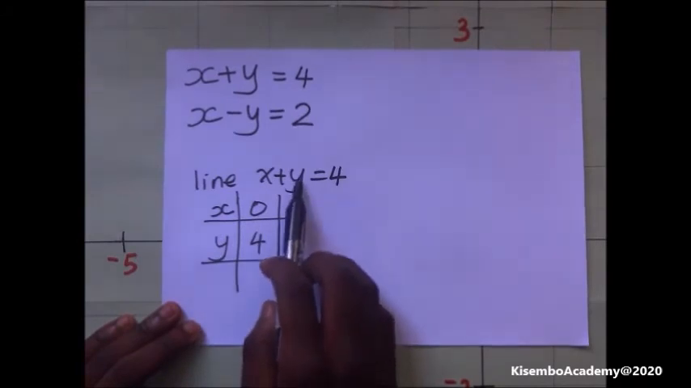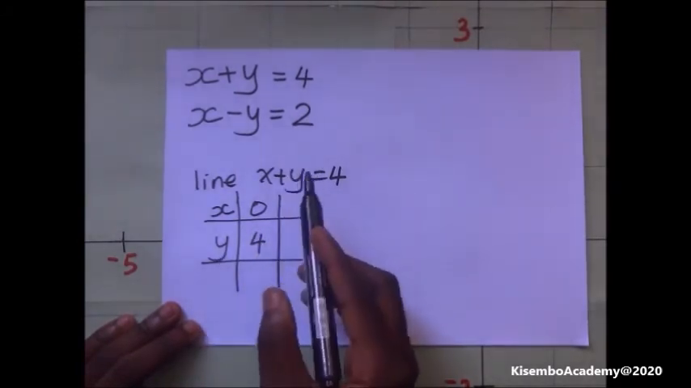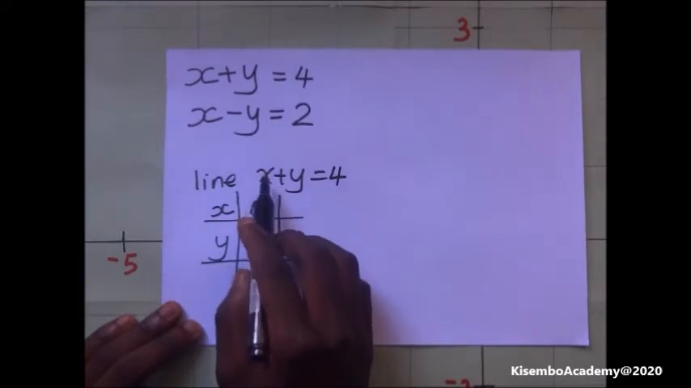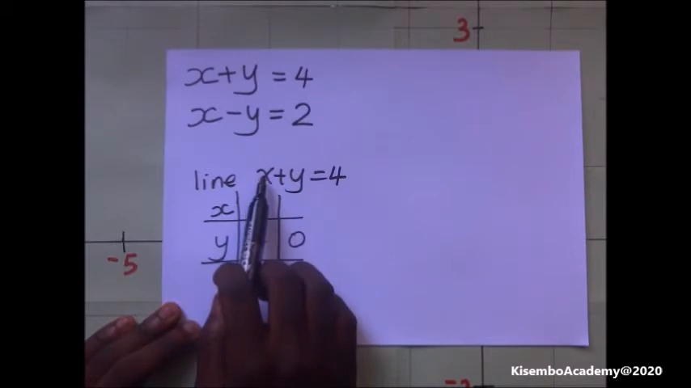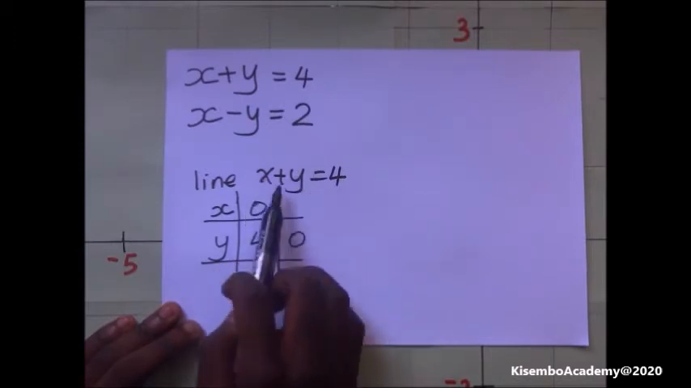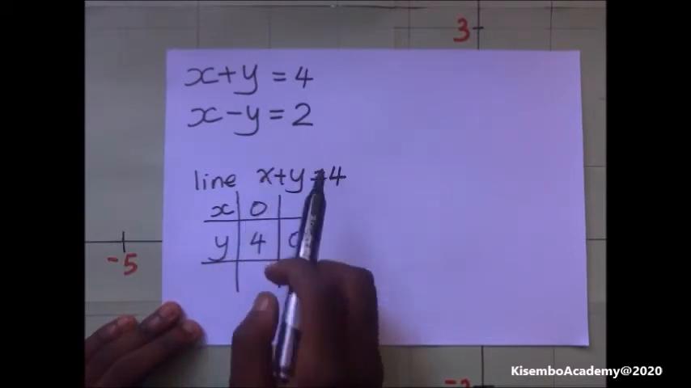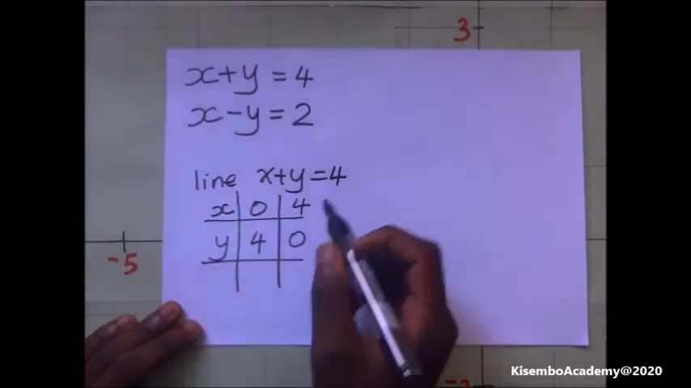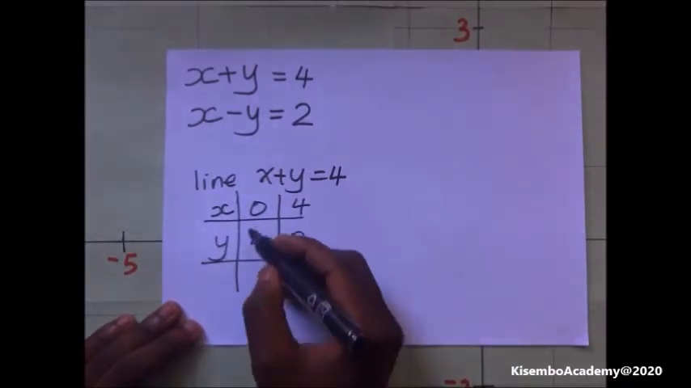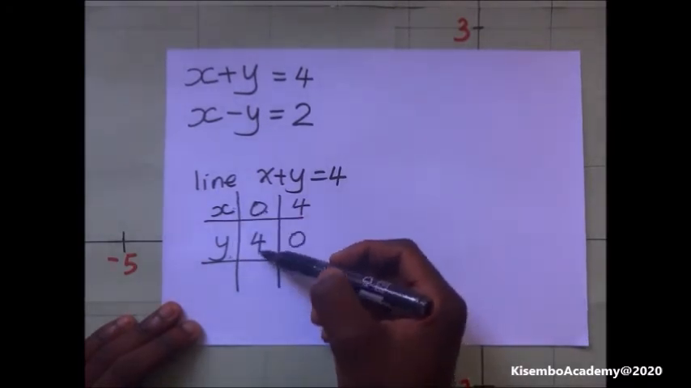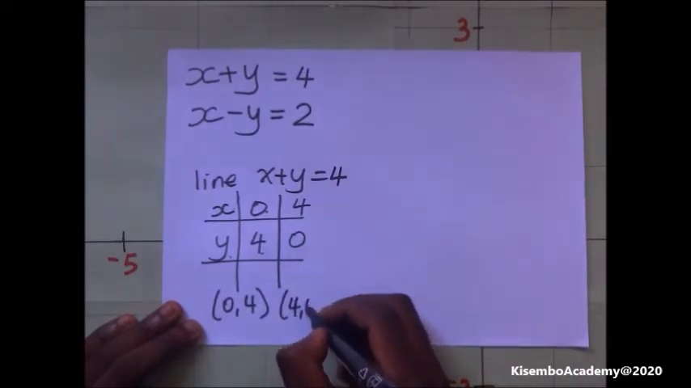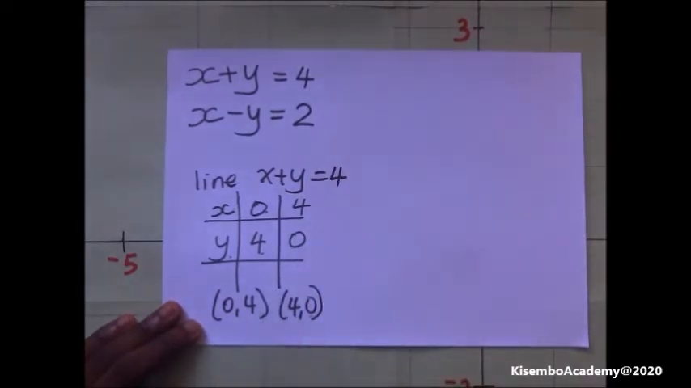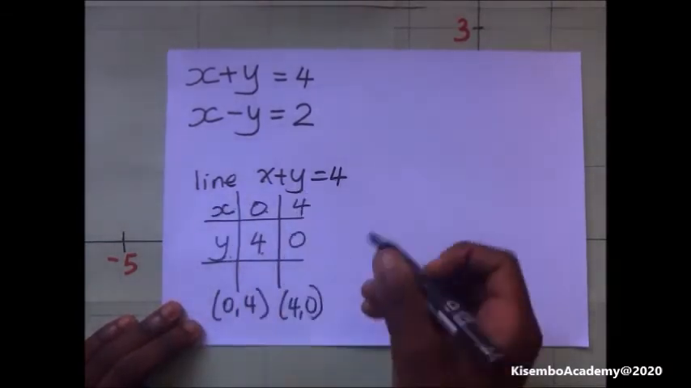What about when y is 0? If we put a 0 here, when y is 0, what is the value of x? Still, when we put the value of y here as 0, we shall have x plus 0 is equal to 4. So it means we'll have x being equal to 4. So we have two coordinates x comma y: 0 comma 4, and also 4 comma 0. So we shall connect these two and we have the line x plus y is equal to 4.